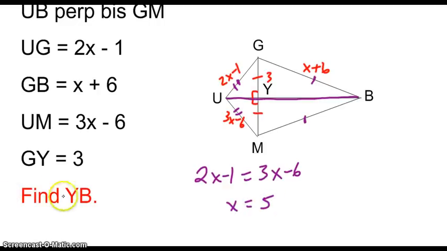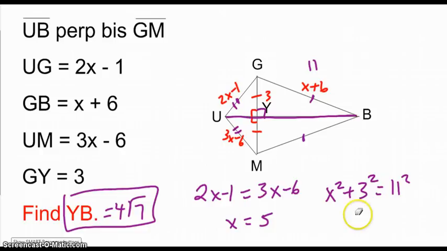And now we need to find YB. So working on finding YB, we can see that we have a right triangle here. Okay, so if we're trying to find the right triangle, we know this side would be 11. Setting up Pythagorean theorem, x squared plus 3 squared equals 11 squared. We can then solve that for x and simplify, so we would get x equal to 4 square root 7.